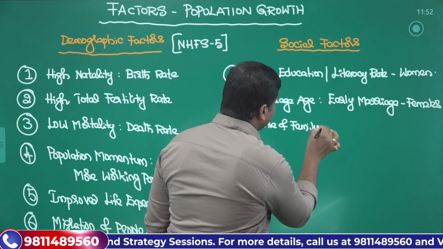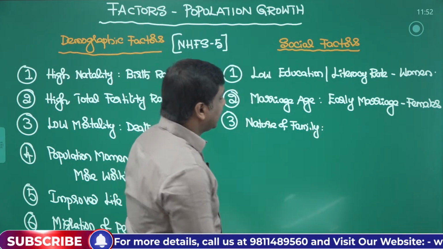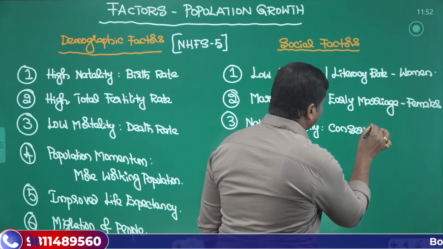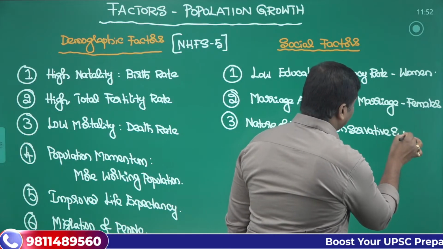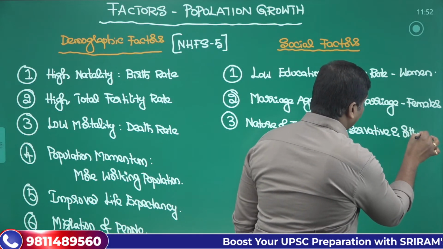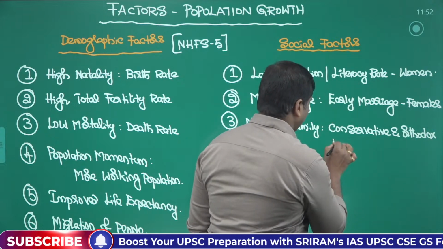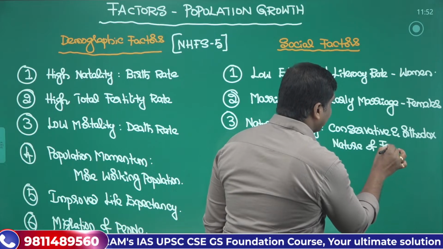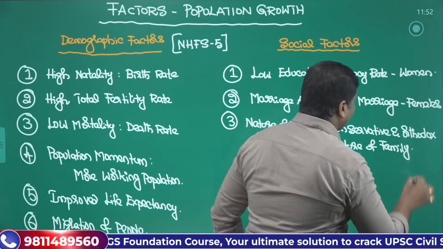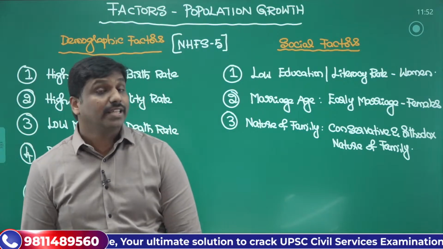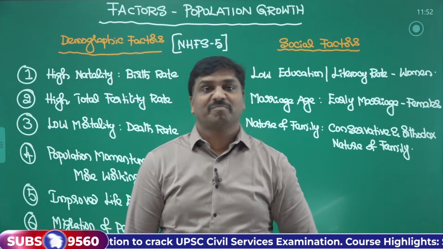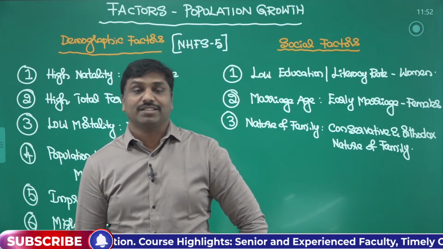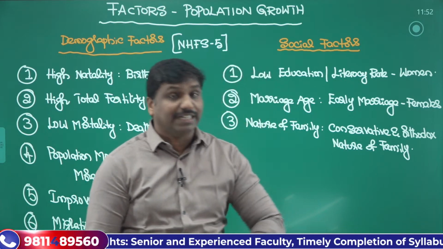What kind of families can we see? Say for example, the traditional, conservative and orthodox families. Conservative and orthodox nature of the families. So this is another important factor. When orthodox or conservative families are there, they won't allow for the progressive aspects, particularly family planning, such kind of things. So that is another important thing.